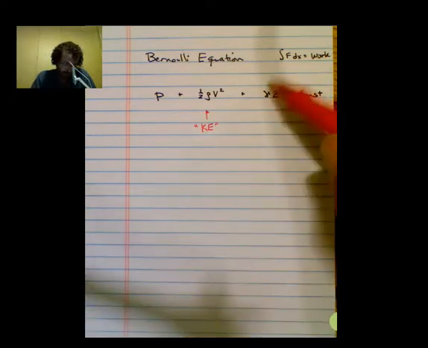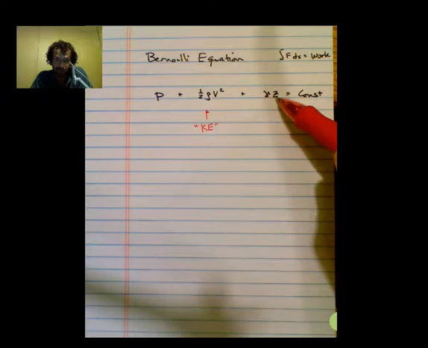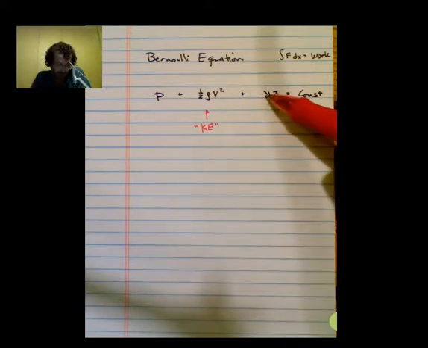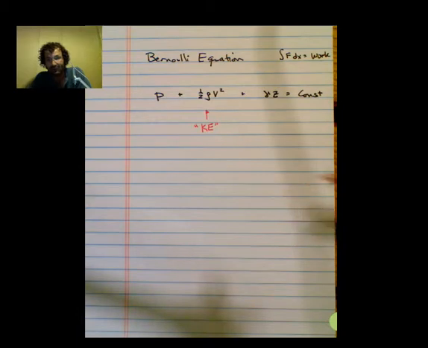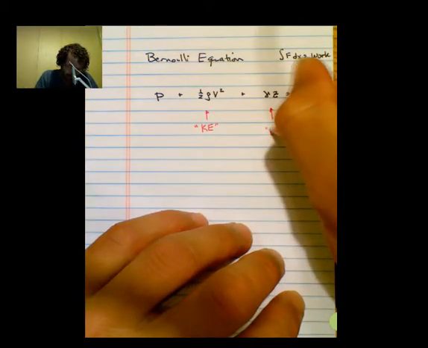And this one, gamma is rho g, so gamma z is rho g h. mgh is our standard way of writing gravitational potential energy. When it's m over volume, it's a potential energy per unit volume. So this one is like potential energy.